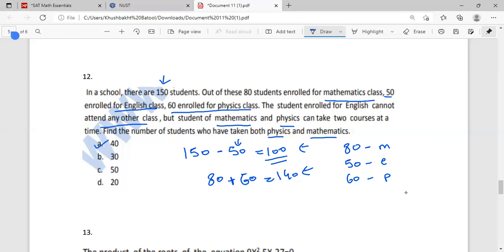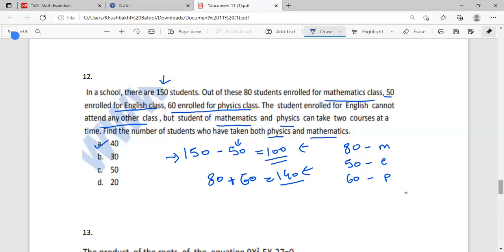I'll repeat. We had 150 students in total, out of which 50 are fixed. 50 are only taking English. So we are left with 100, and 80 plus 60 is 140. So as per our calculation, we should have 140 students other than the English students, but we have 100 only. It means that 40 of them are those who are taking both physics and maths, and we are counting them again. So yes, 40 is that number, right?